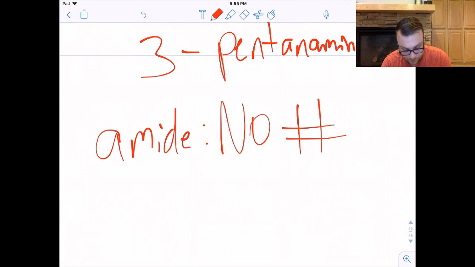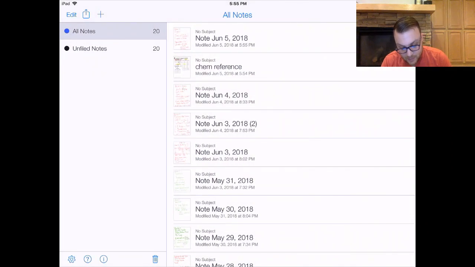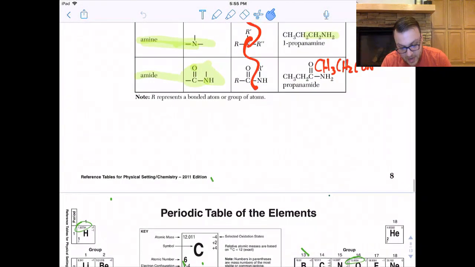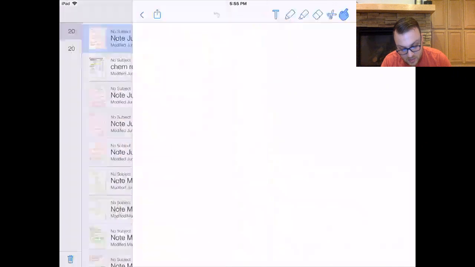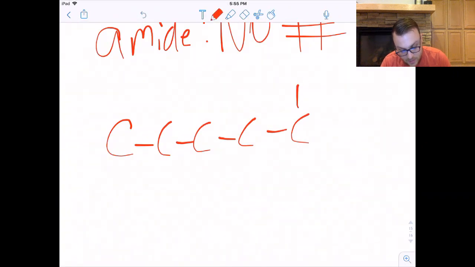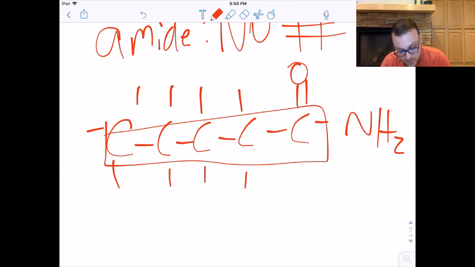So, let's name an amide. I'm going to do the same kind of deal as above. 3, 4, 5. And keep in mind, with an amide now, you're going to get that oxygen in there. So you need that oxygen in there. So you get your double bond O with your N. 5 carbons. Pentane. But it's not pentane anymore. It's pentanamide.